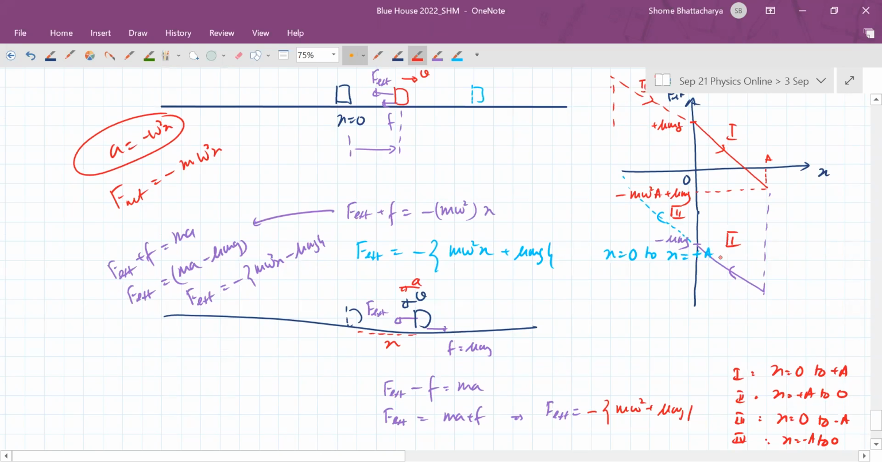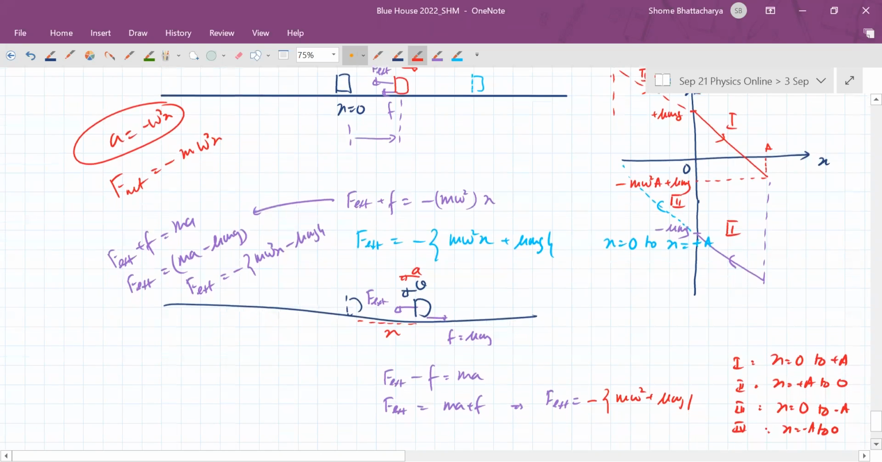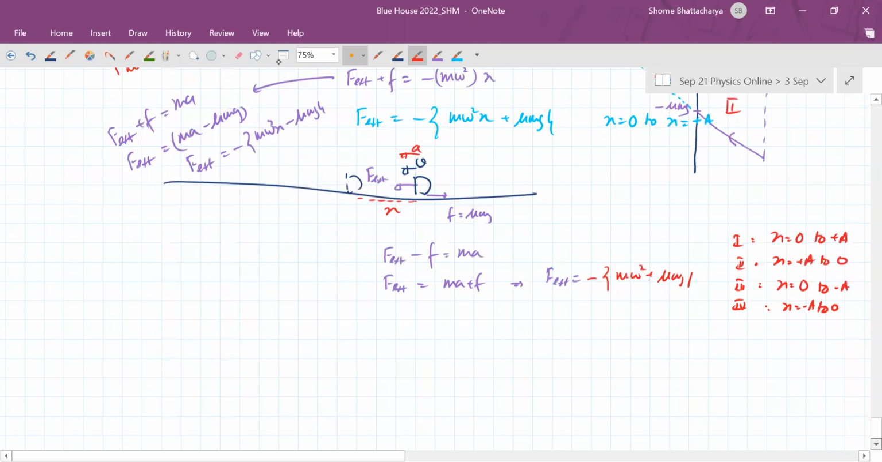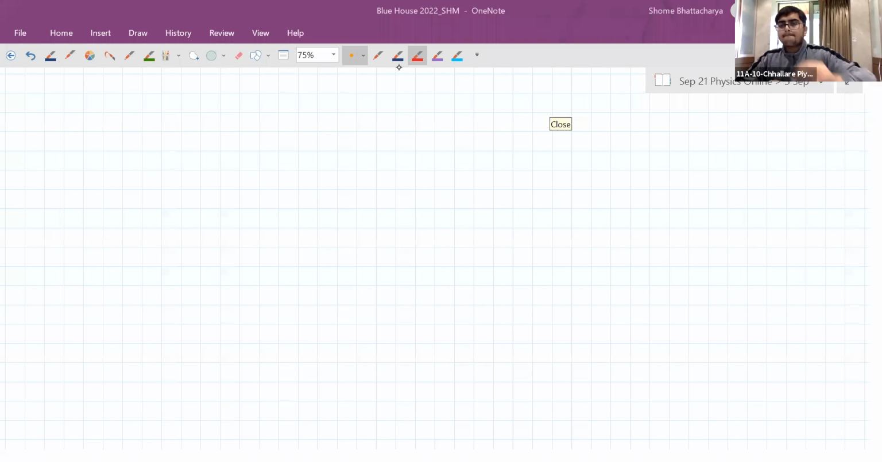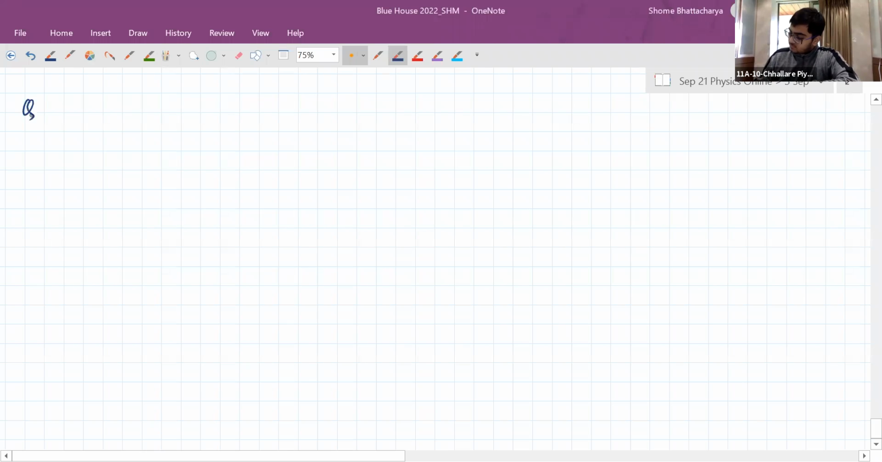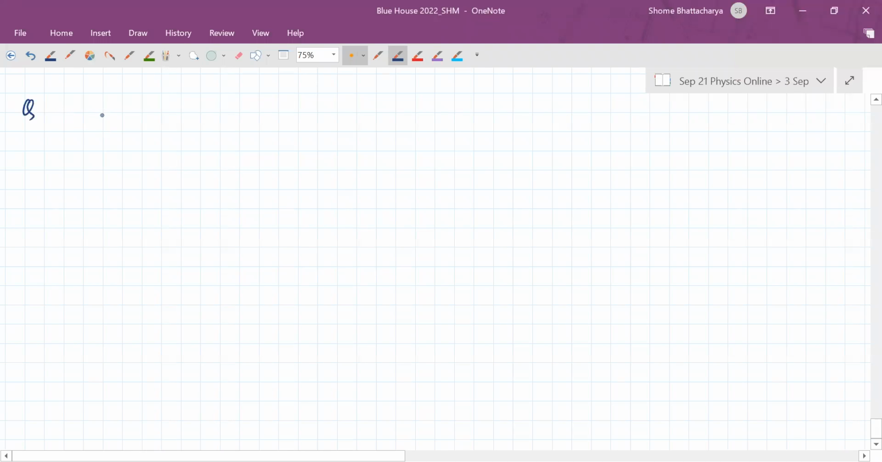Okay. Now the next question, very important type of question. Okay, Piyush, I will come to your question also. Okay. Yes, sir. So this question is like this: the potential energy function for a one-dimensional system is given to us like this: a by x square minus b by x. Okay. So we have to find the time period for small oscillation.